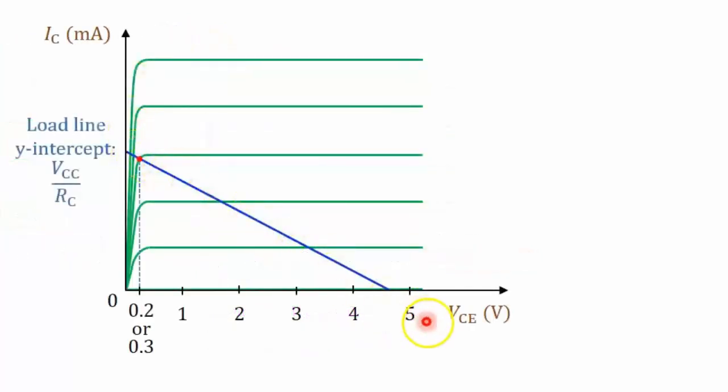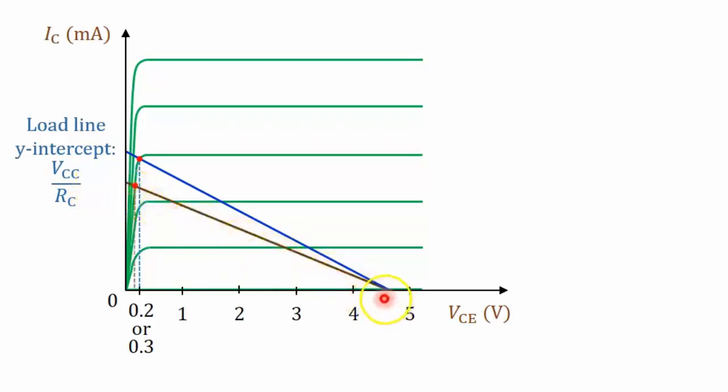This is a load line. This Q point is in the saturation region. We can see that VCE saturation is equal to 0.2 volt or 0.3 volt. In Part 1, we have discussed that the y-intercept of the load line is equal to VCC over RC. Therefore, larger the RC, lower the y-intercept.